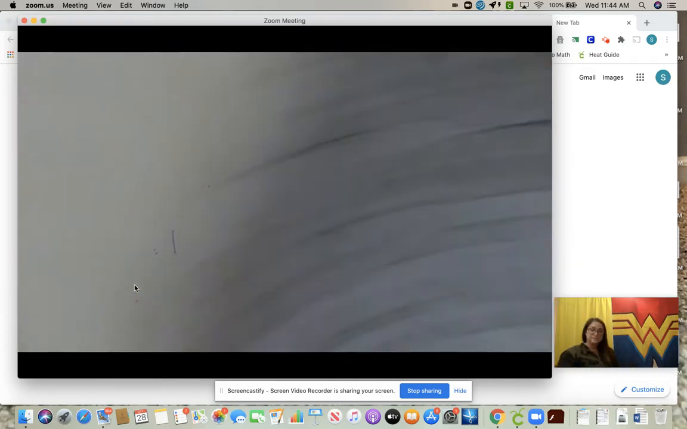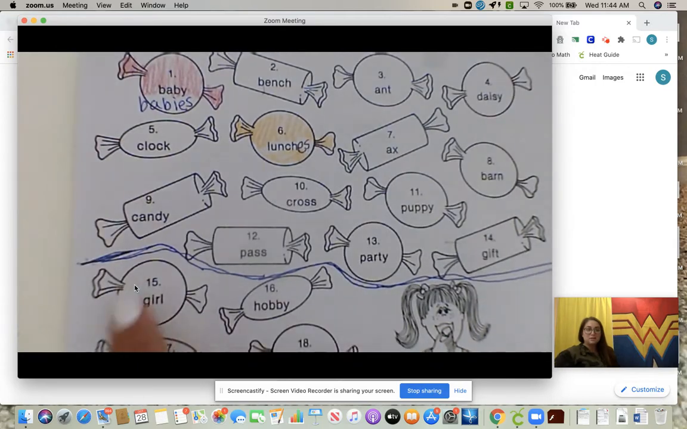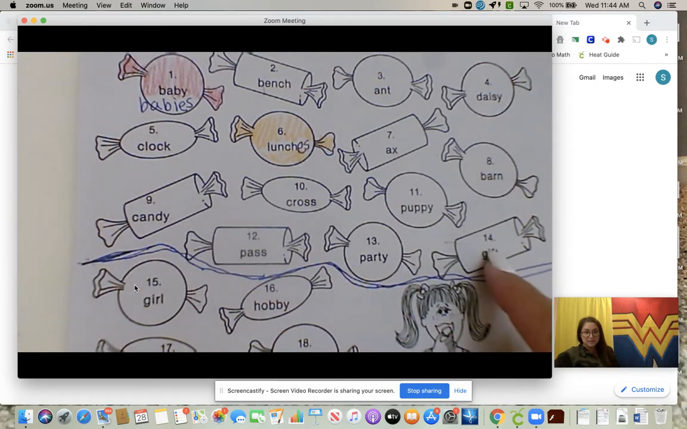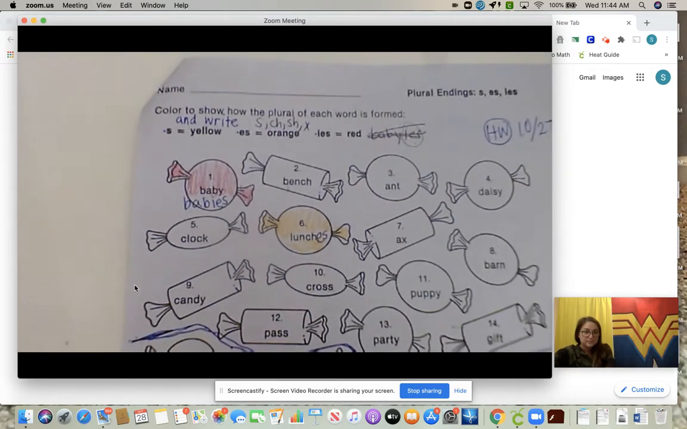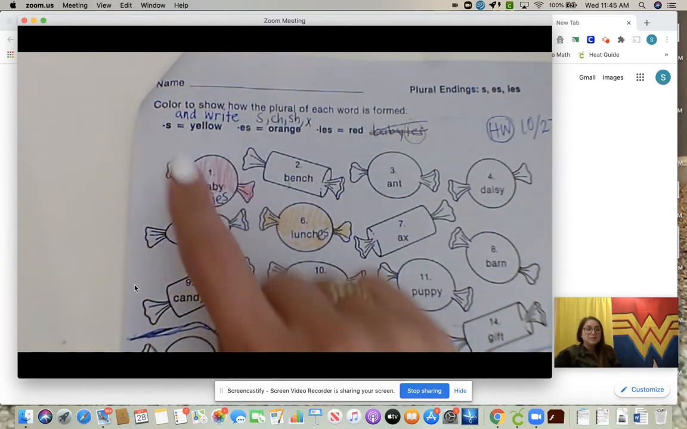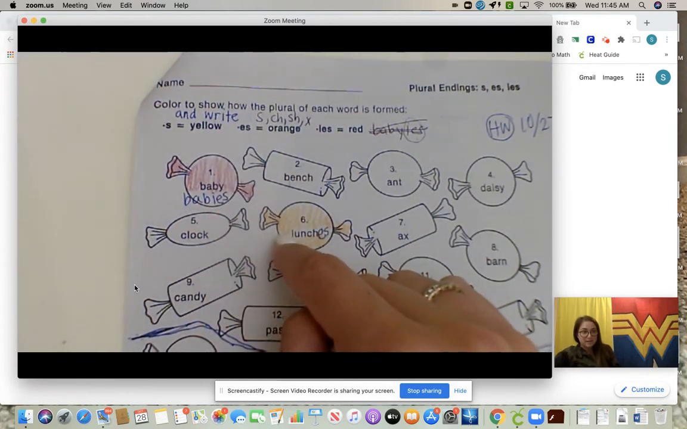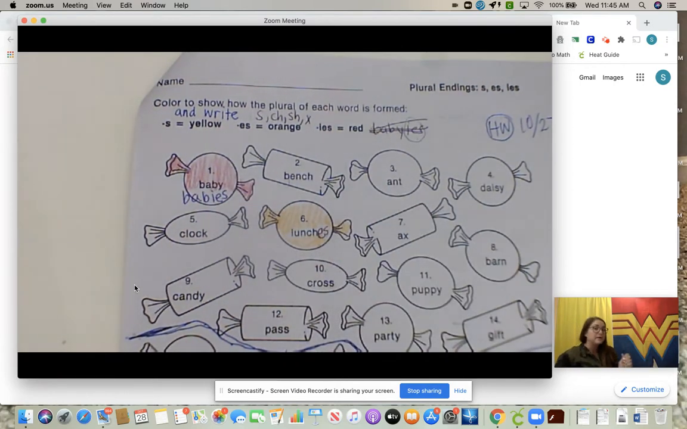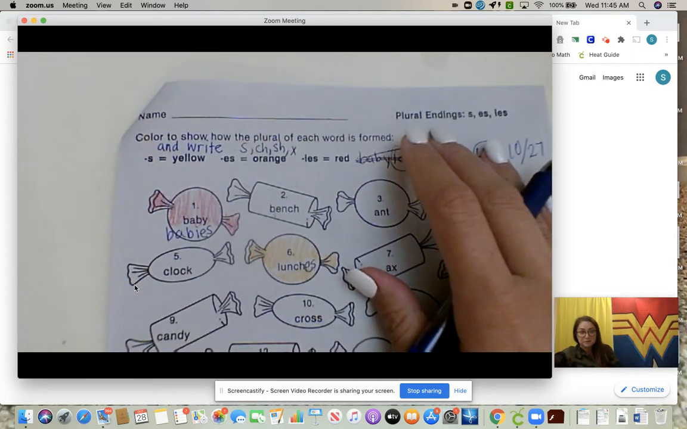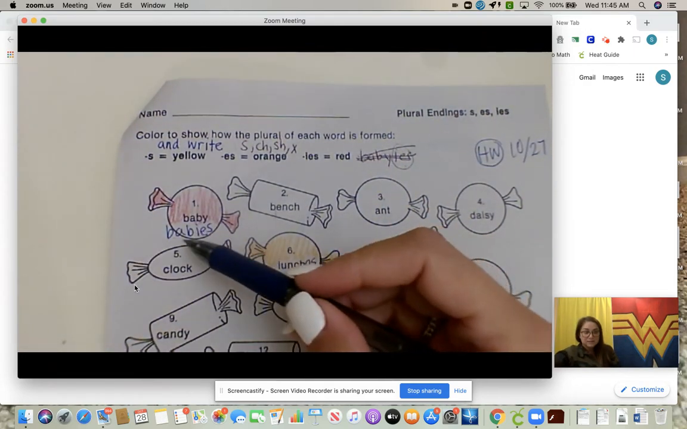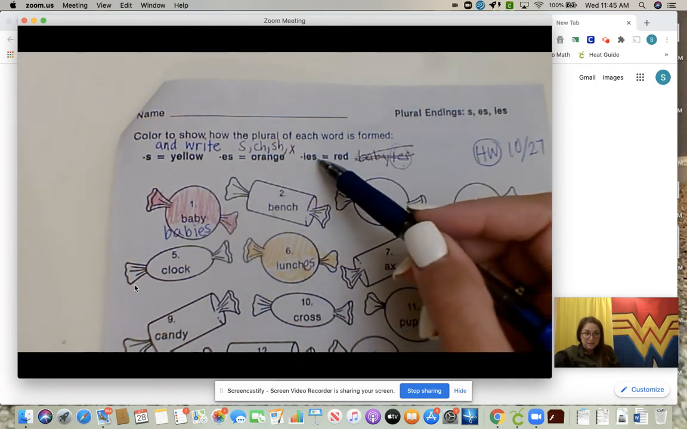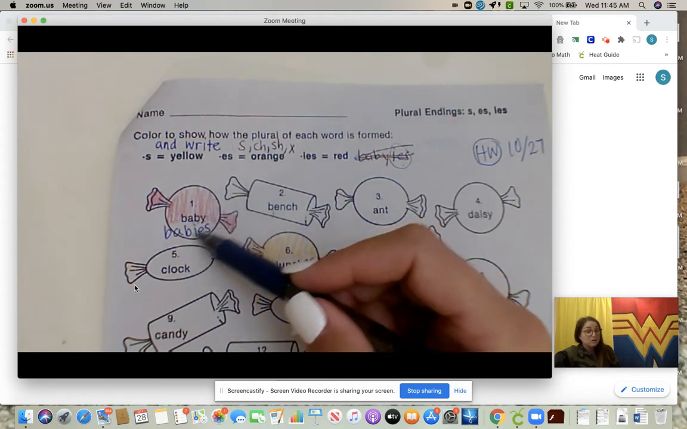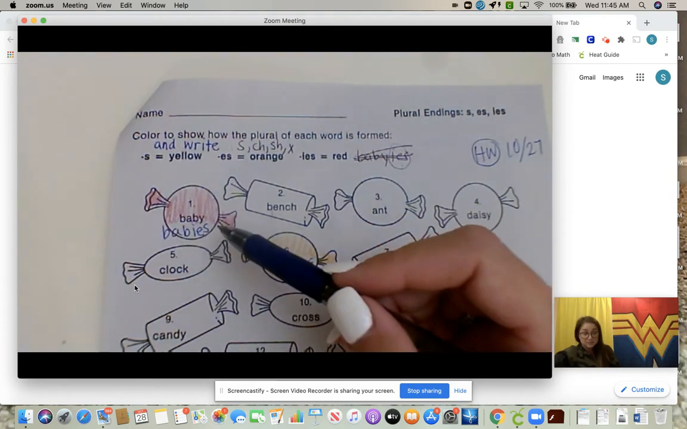For their homework, it is the candy page. But they are going to draw a line under candy, pass, party, and gift. Tonight's homework is just the top half. Now, they need to color and write because just because you color doesn't tell me that you understand. So for instance, babies, you have to drop the Y and add IES. So when you add IES, it is red. Don't color over babies because you're using pencil, and I want to see your writing.